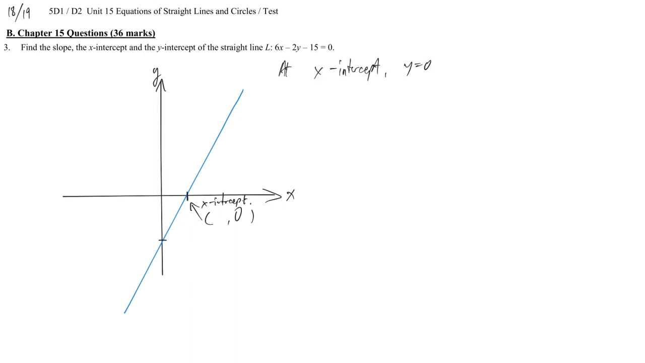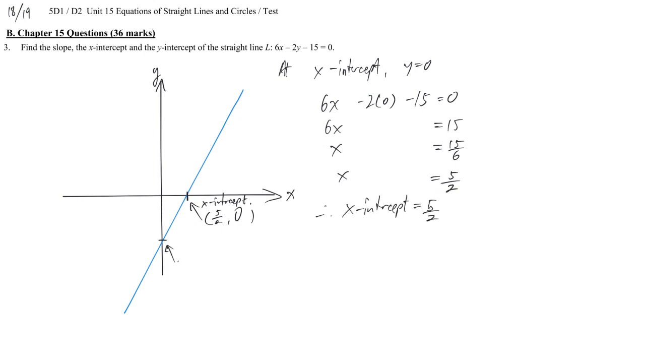Then we can substitute it inside because we have the relation of x and y. 6x minus 2, replace it by 0. Minus 15 equal to 0. So 6x is equal to 15. X is equal to 15 over 6, and you have to simplify it or give decimal form. This is 5 over 2. The coordinates is (5 over 2, 0). But if we talk about x-intercept, it's just 5 over 2.